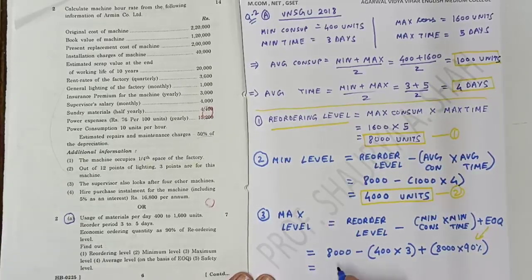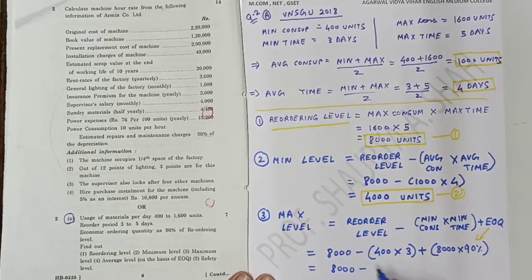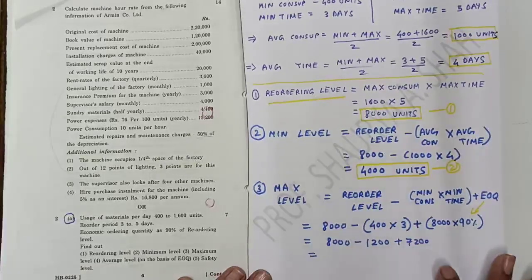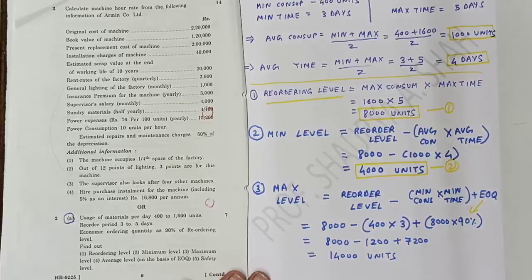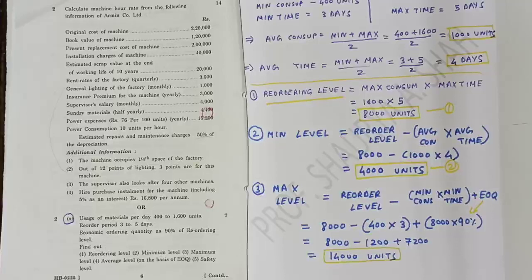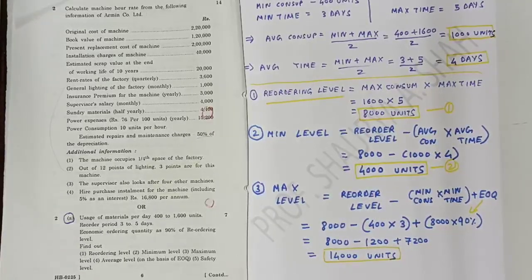Now when you solve this out, 8000 minus 1200 plus 7200, right? So students, you will get the answer of 14,000 units. That is my answer of maximum level. I suppose it is clear to each and every student. Fine. You can check your answers. You can note it down if you have not yet noted it down.